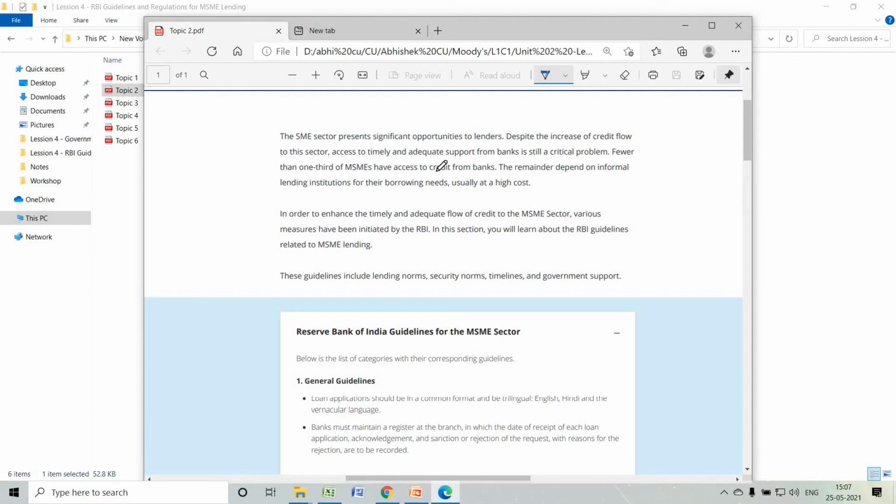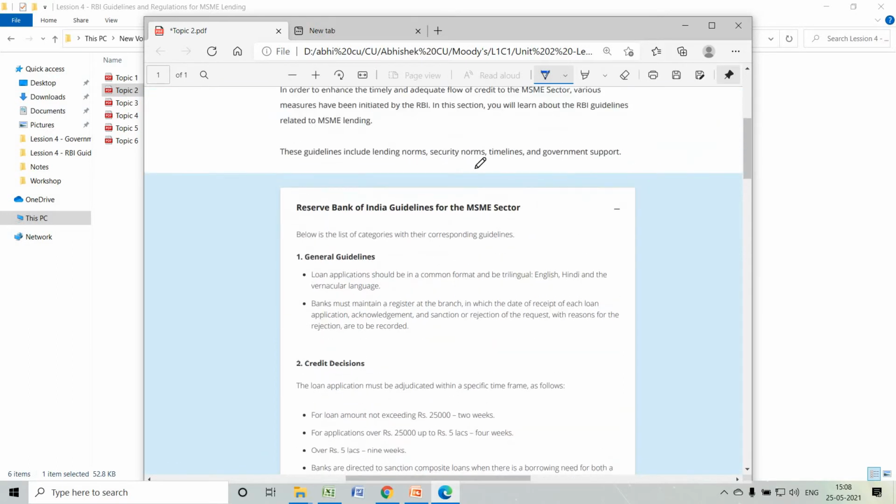Fewer than 1/3 of MSMEs have access to credit from banks. The remainder depend on informal lending institutions for their borrowing needs, usually at a high cost. So we have already studied this, that most of the MSMEs are dependent on informal institutions like money lenders and chit funds, where they have to pay a very high interest cost. In order to enhance the timely and adequate flow of credit to the MSME sector, various measures have been initiated by RBI. In this section, you will learn about the RBI guidelines related to MSME lending. These guidelines include lending norms, security norms, timelines, and government support.